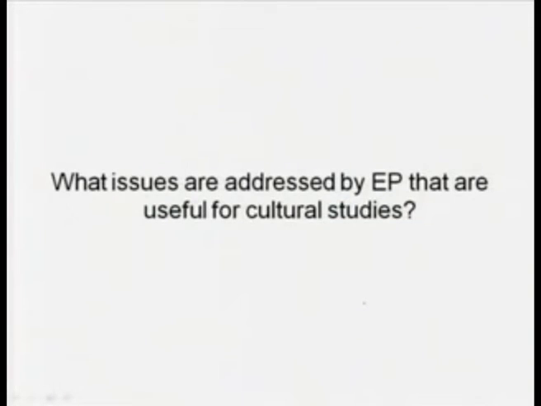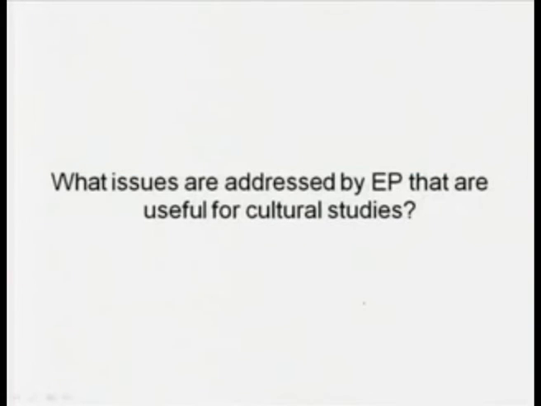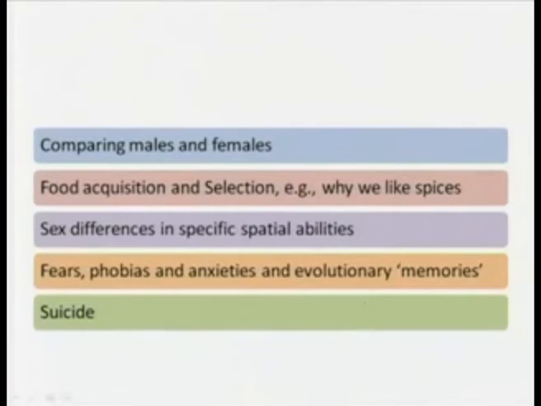What issues are addressed by evolutionary psychology that are useful for cultural studies? There may be certain aspects of culture, like the comparison between males and females, food acquisition and selection, for instance why we like spices, which are points given by David Buss in his book, sex differences in specific spatial abilities, fears, phobias and anxieties and evolutionary memories, and suicide, which is really a paradox. If one is designed, so to speak, to survive, then how do we explain anomalies like suicide? These are some of the things that could be explained.